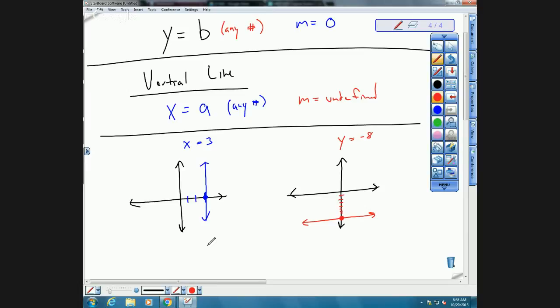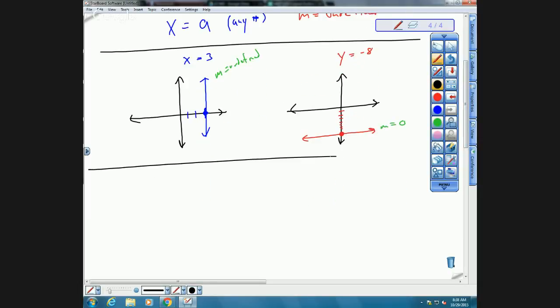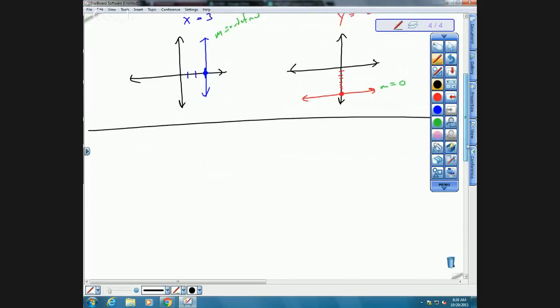Really, the easiest thing to remember is that x equals a number is a vertical line, y equals a number is a horizontal line. And then, of course, they will ask you about your slope on these. So my slope here is undefined, and my slope here is 0. All right, so the last thing from slope before we graph a couple in the next section.